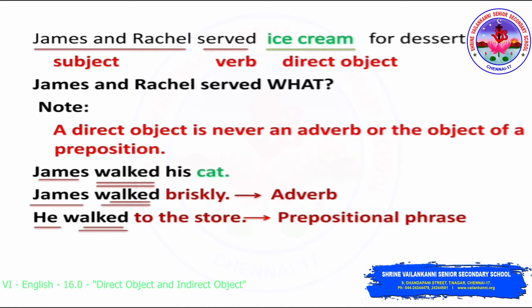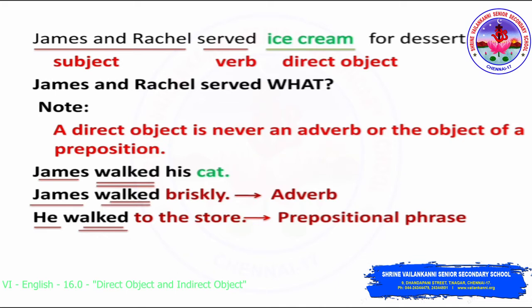James and Rachel served ice cream for dessert. So we have James and Rachel as the subject, which is a compound subject because there are two people here. Then we have the verb served. And what did they serve? The ice cream. So ice cream is the direct object. James and Rachel served what? Ice cream. So ice cream is the direct object.